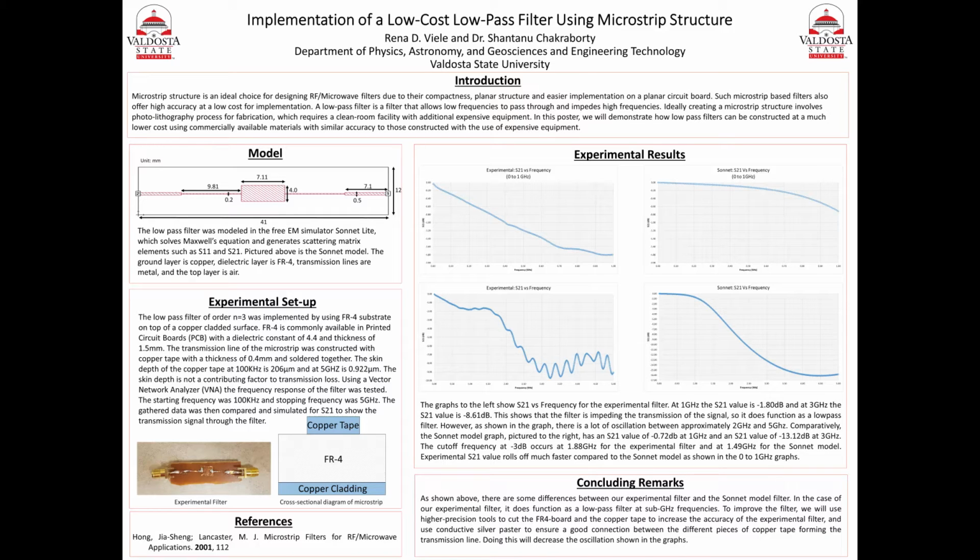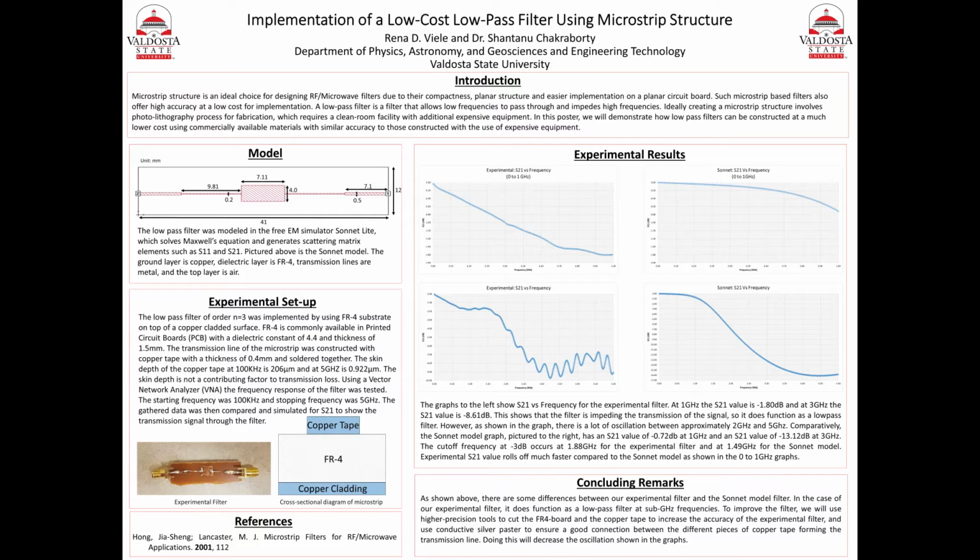The experimental S21 parameter data was then compared to the simulated S21 data. I've created a model of my filter using a free EM simulator named Sonnet Lite. My experimental values of the transmission coefficient S21 rolled off much faster compared to the Sonnet model between 100 kHz to 1 GHz. We have found some oscillations between approximately 2 GHz and 5 GHz in the experimental data that is not present in the simulation result.